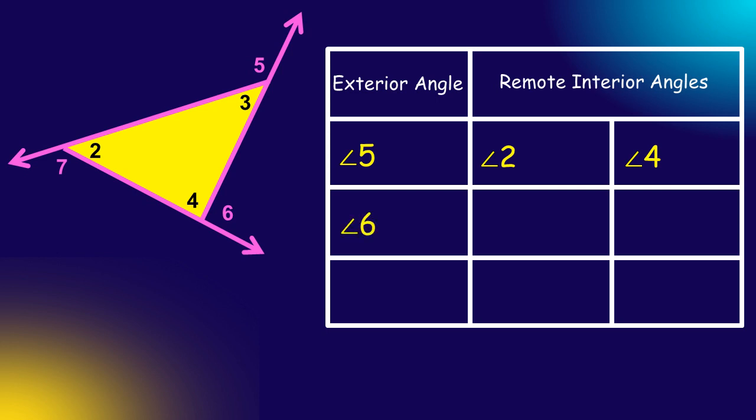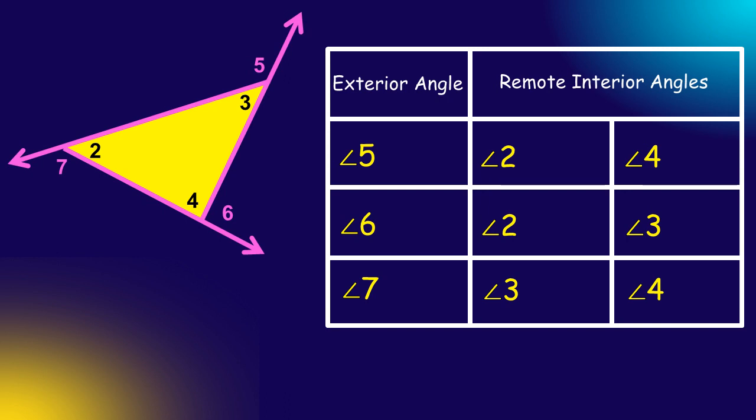How about this? The exterior angle is angle 6. What are the remote interior angles? Great! Angle 2 and angle 3. Last exterior angle. Let us say we have angle 7. Very good. The remote interior angles of angle 7 are angle 3 and angle 4.